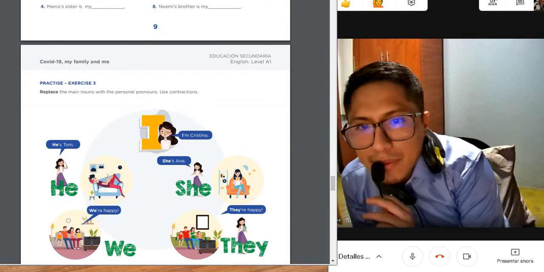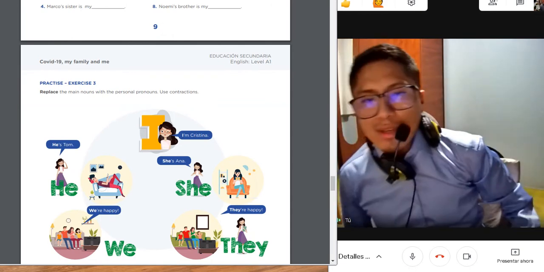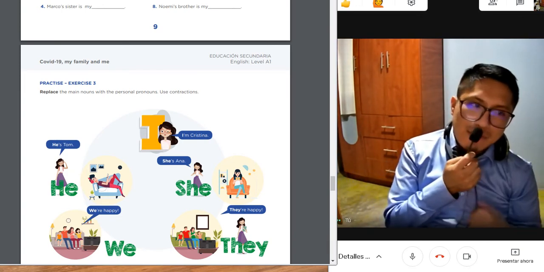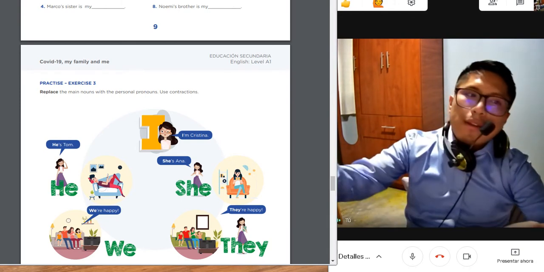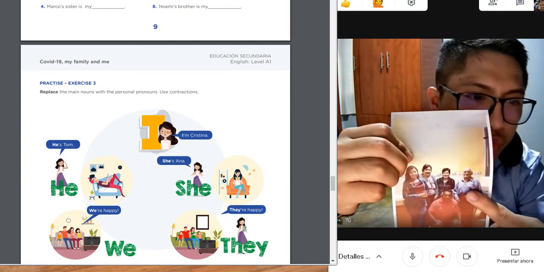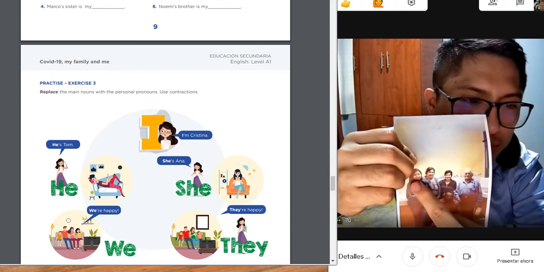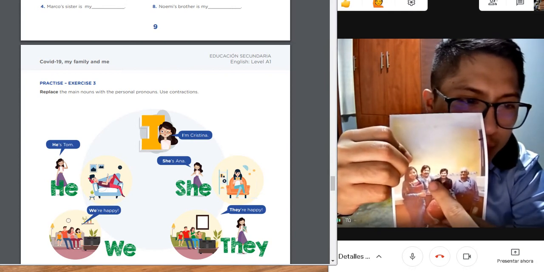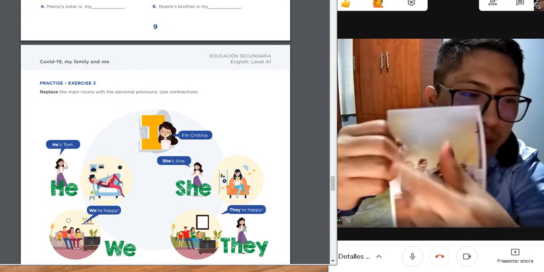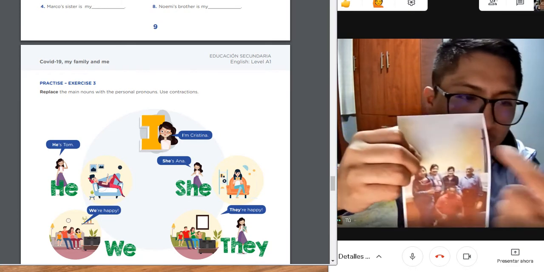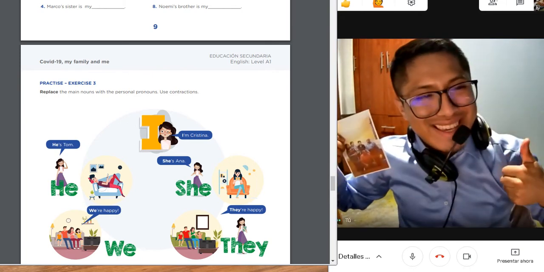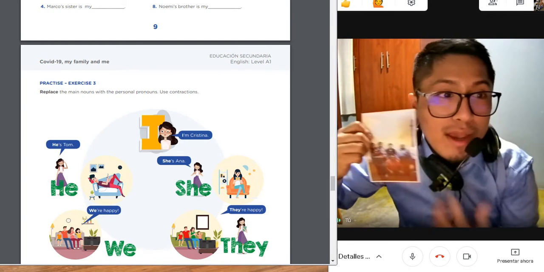Replace the main nouns with the personal pronouns. Use the contractions. Sí, bueno, eso ya sabemos. Muy bien, pero no nos olvidemos. I am Kevin. I am the teacher Kevin. He is my grandpa. She is my sister. My sister, my grandma, my mother, my grandpa, and my dad are happy. En general, they are happy. My family and I are happy. Mi familia y yo, o sea, we are happy.